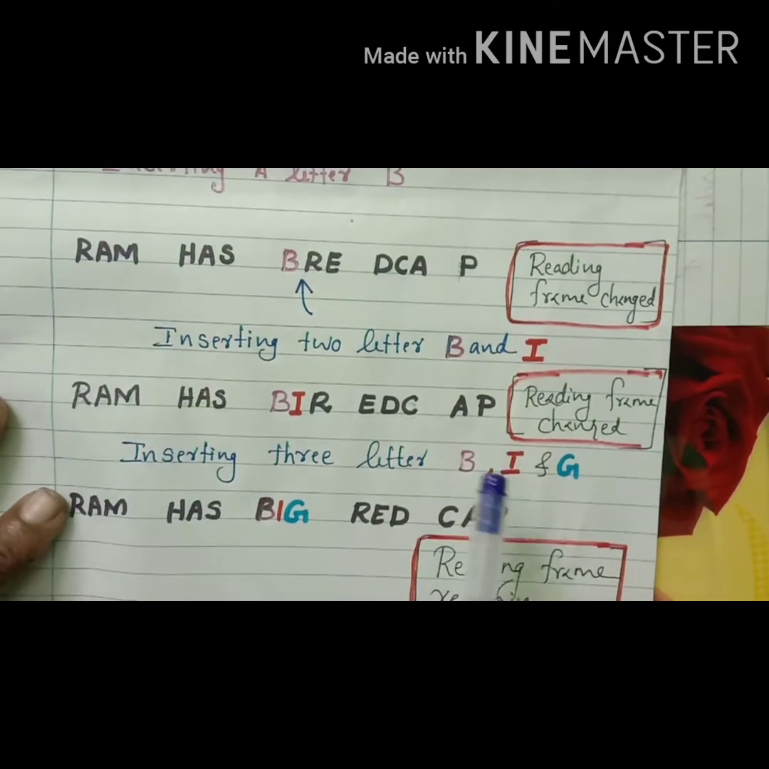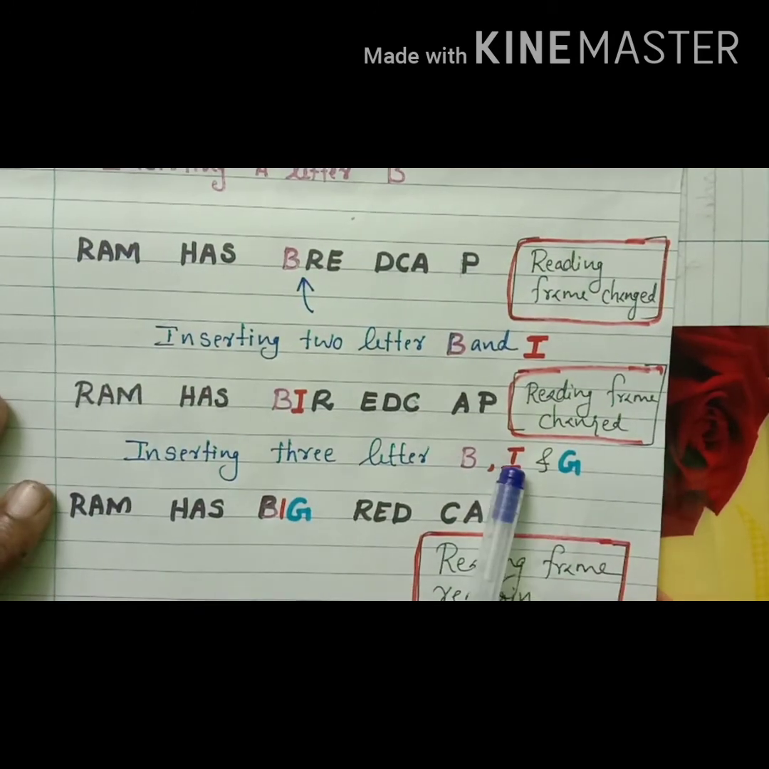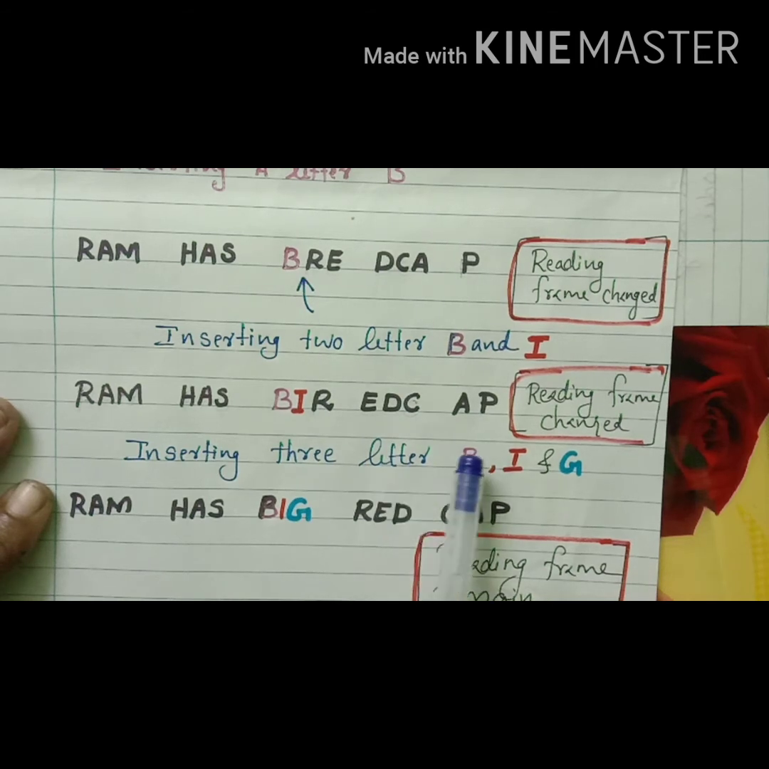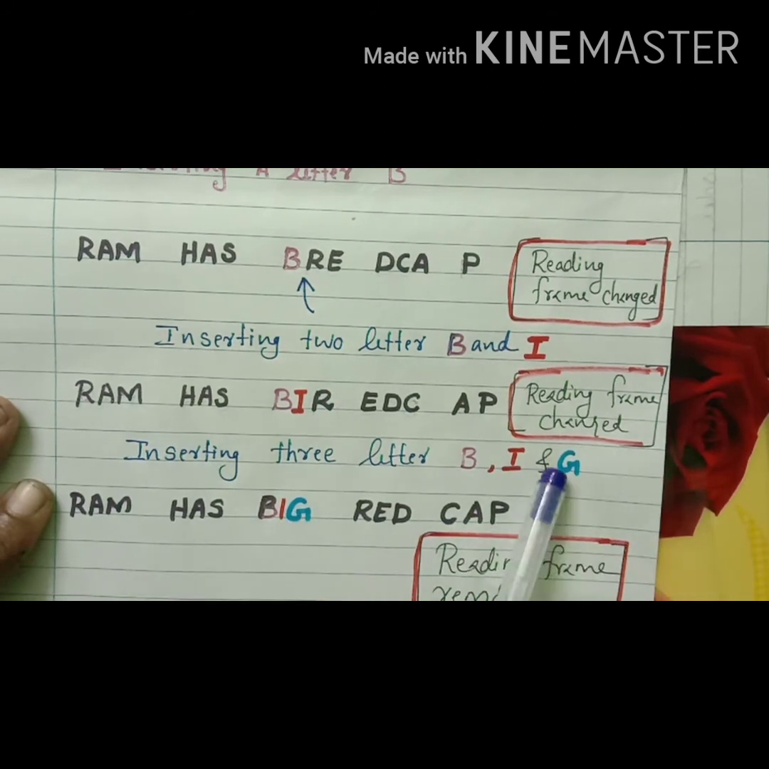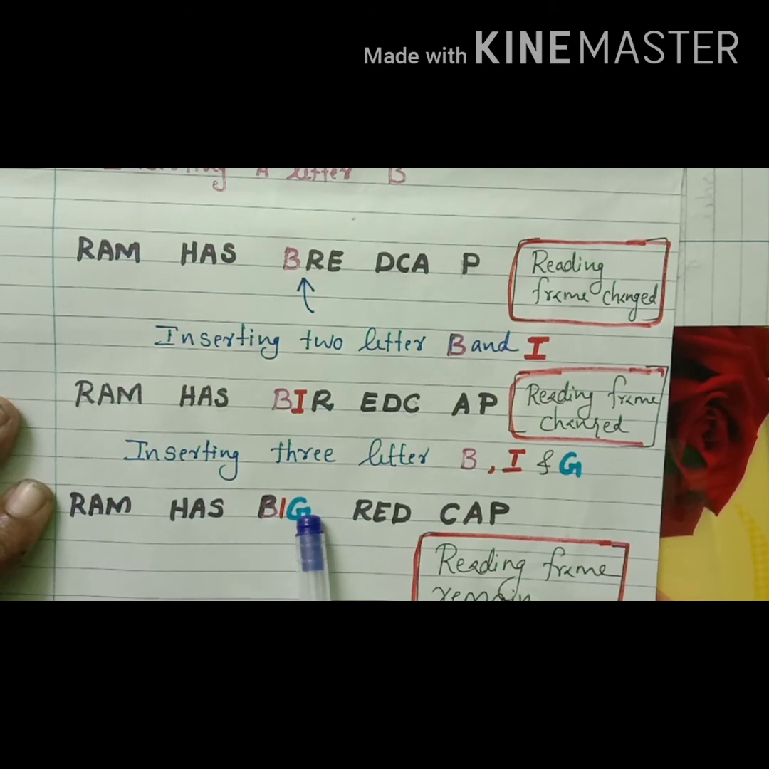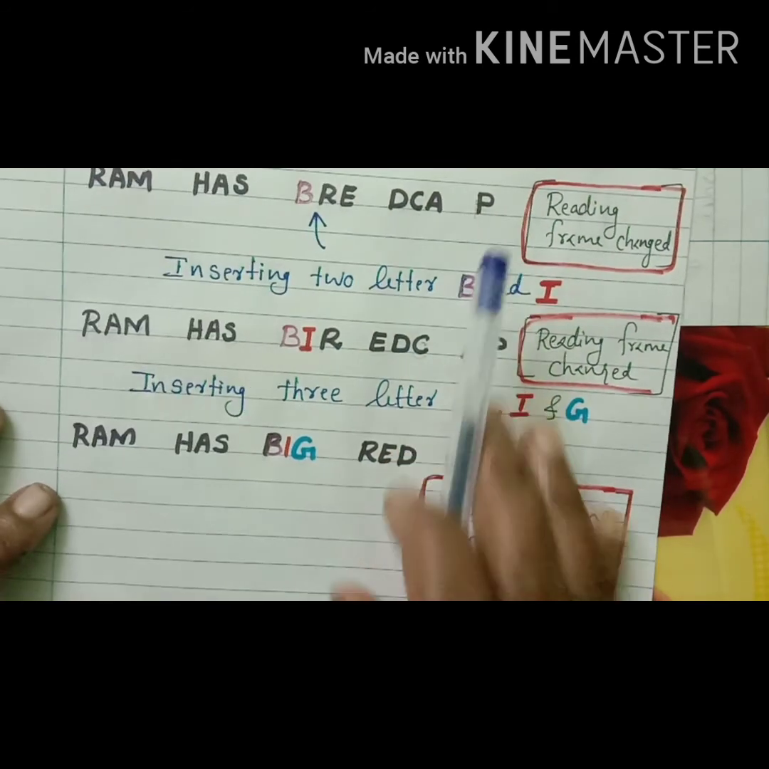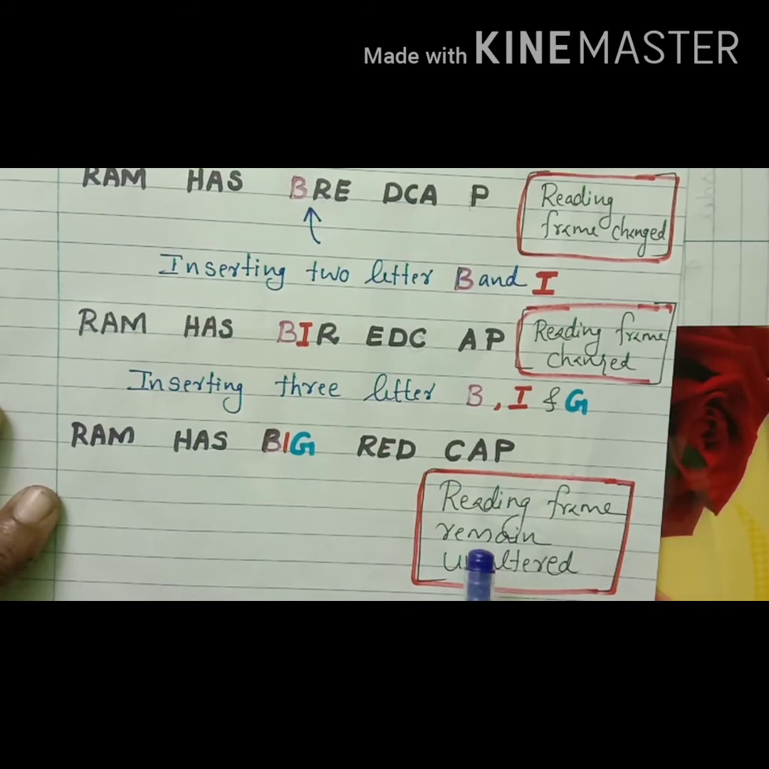Next, in the third case, when we add 3 letters, that means 3 nucleotides are added to this mRNA or DNA, in between has and red. What happens? Here we can see a sentence: Ram has big red cap, because 3 letters are added. So what is the difference? Here the reading frame remains unaltered.